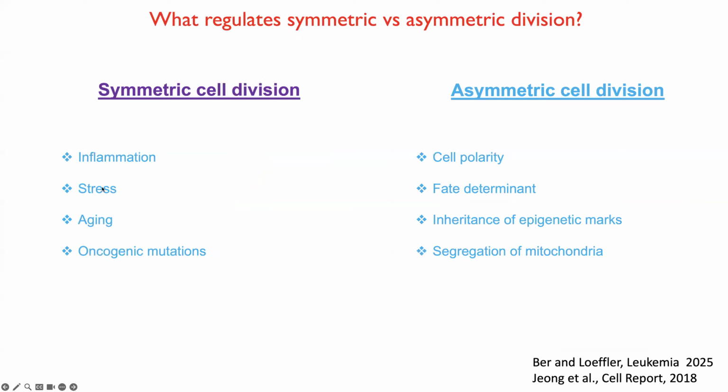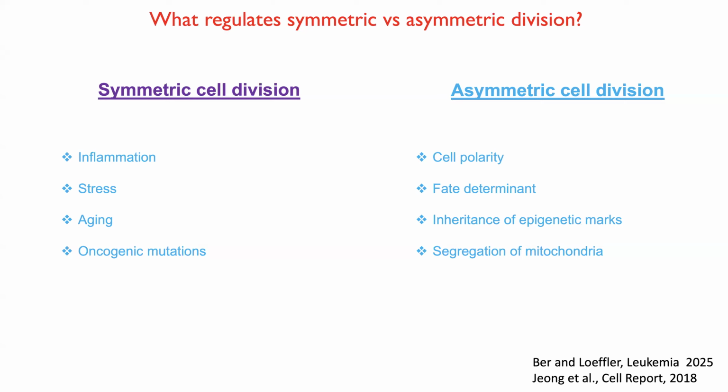Stress or inflammation promotes symmetric divisions to HPCs to restore hematopoiesis. Aging also contributes to symmetric division, and oncogenic mutations like DNMT3A also cause symmetric divisions. For asymmetric divisions, cell polarity is one of the major determinants. Cell polarity is often lost in leukemias, okay, and that contributes to asymmetric divisions.